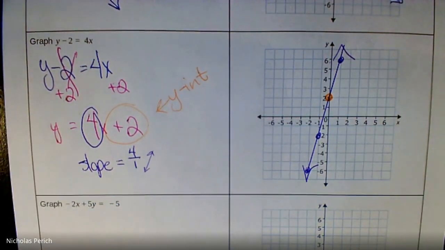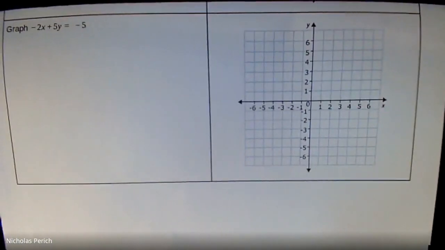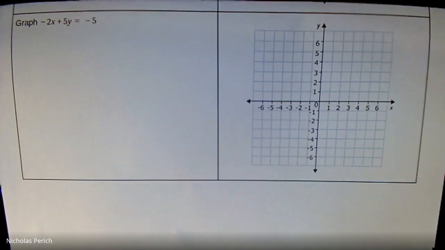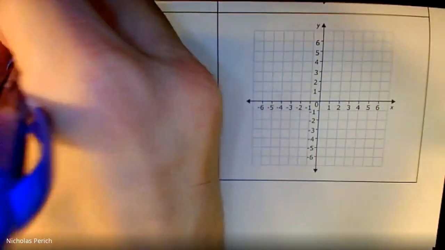One more. Now, this is the worst case scenario problem, because y is supposed to be by itself, and it's not even close to being all by itself. So let me rewrite the equation. Negative 2x plus 5y equals negative 5.